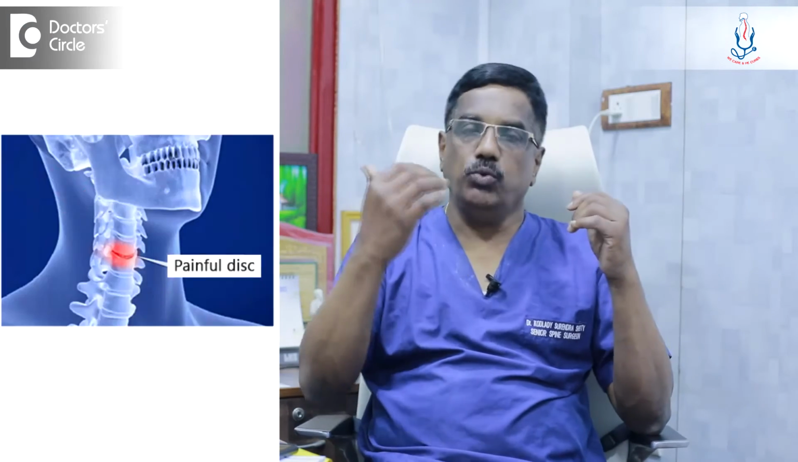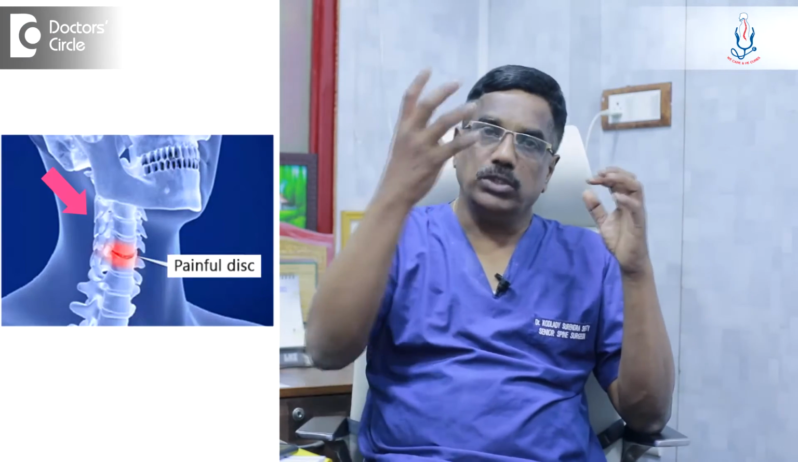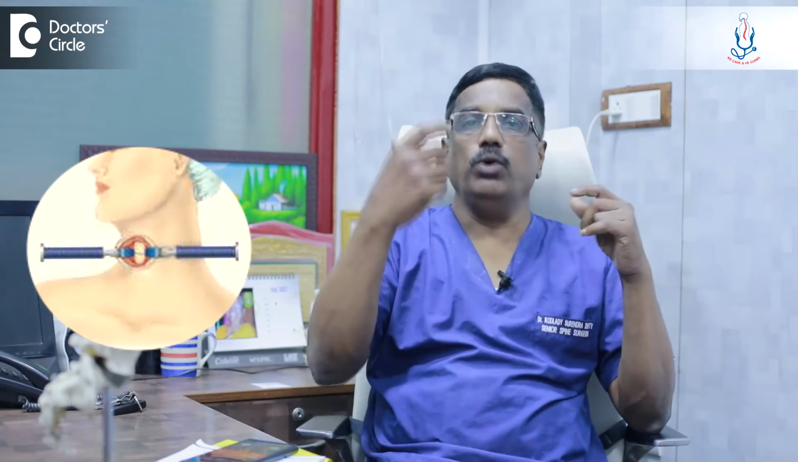So, if there is a disc involvement, we have to remove that disc and make space for the spinal cord, or sometimes there will be multiple discs. So, we have to remove the multiple discs, or sometimes we have to remove the bone in front of the spinal cord, or sometimes we make a window in the back of the spine so that the spinal cord has got enough space. By doing this, we can improve his neurological condition.